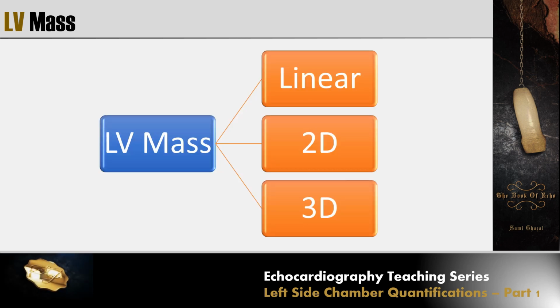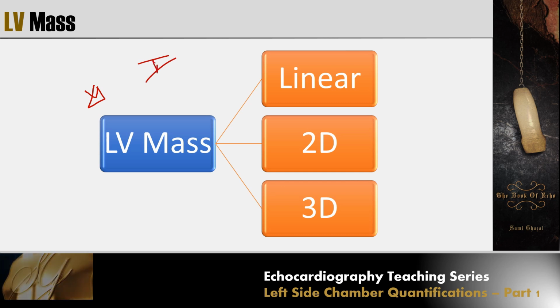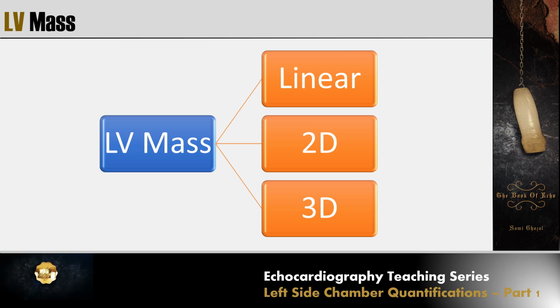Now proceeding to LV mass. In order to say that this ventricle has a hypertrophy, or it is hypertrophied, we need to calculate LV mass. Not like previously done, where we only measured the wall thickness. Wall thickness by itself, if we measure and we think that this wall is thick, we cannot say hypertrophy. We need to measure the LV mass, and this is in every echocardiography or transthoracic echocardiography study.